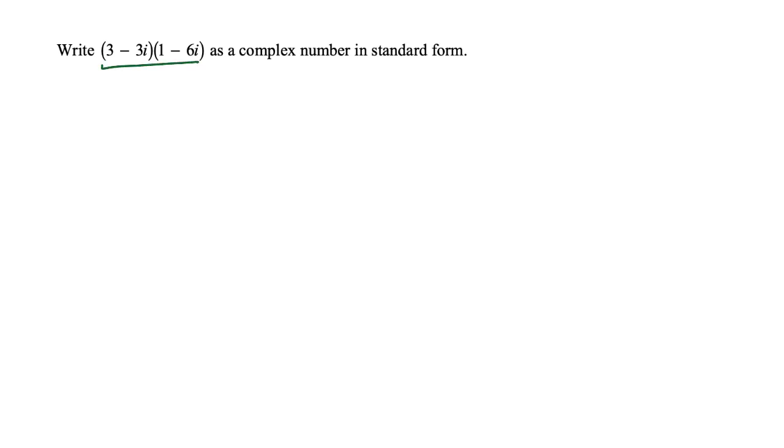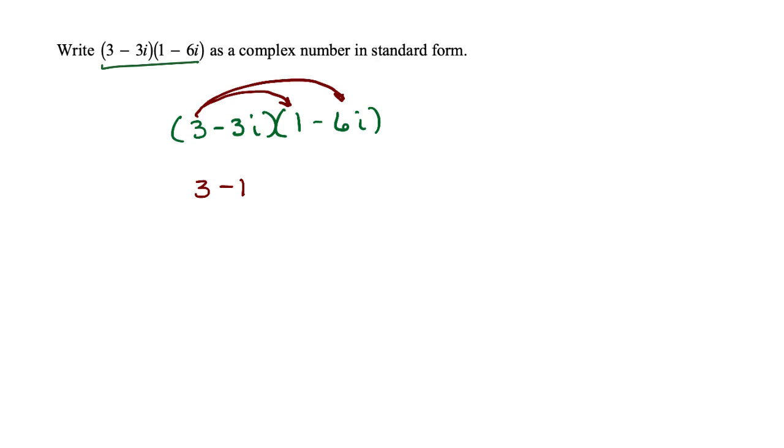Last problem here, very similar to the first one, except notice there's nothing in between the parentheses. The parentheses are bumped up next to each other, so that implies multiplication here. And so let's distribute. 3 times 1 is 3. 3 times negative 6i is negative 18i. Negative 3i times 1. And negative 3 times negative 6 is positive 18, and i times i is i squared. Recall, i squared equals negative 1.